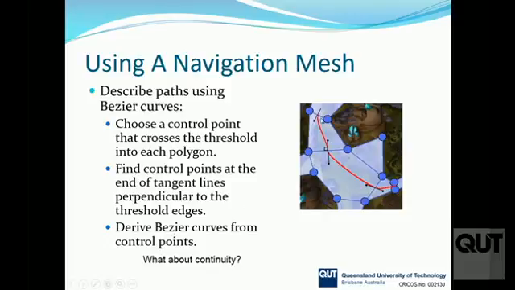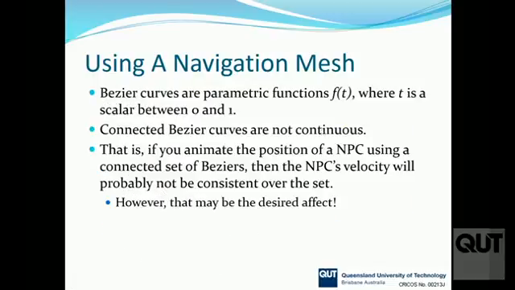Now, part of the problem with Bezier curves, if you're familiar with these, is that they don't have continuity. So you don't have continuity between a curve from here to here and another curve going from this point to this point. And this will be important for animation purposes. So Bezier curves are basically a class of parametric functions like this f(t), where t is a scalar between some values 0 and 1. The problem for Bezier curves is that when you stick Bezier curves end to end, they're not continuous.